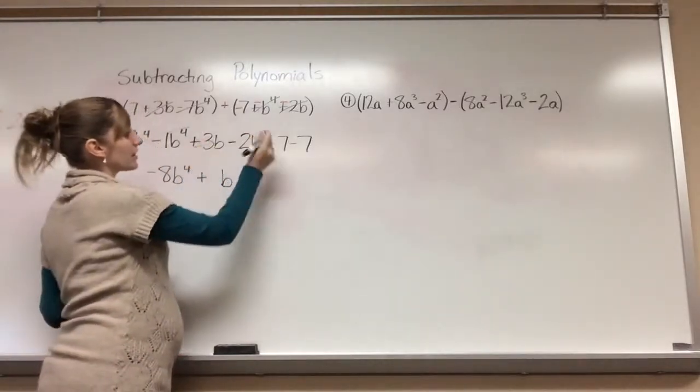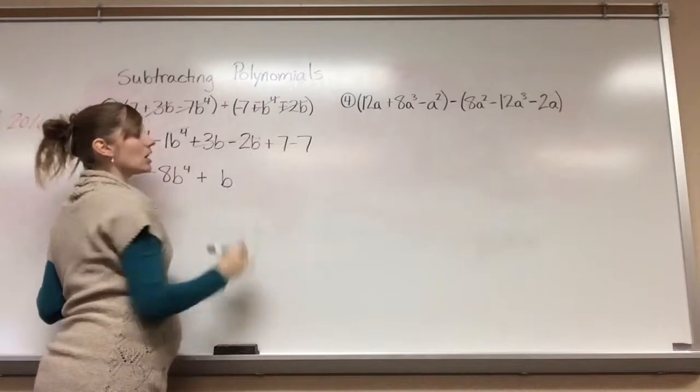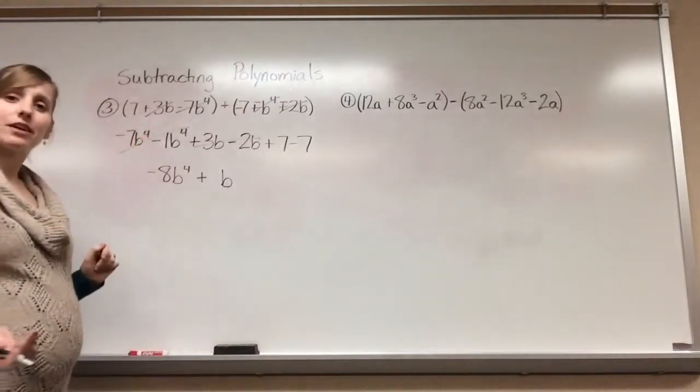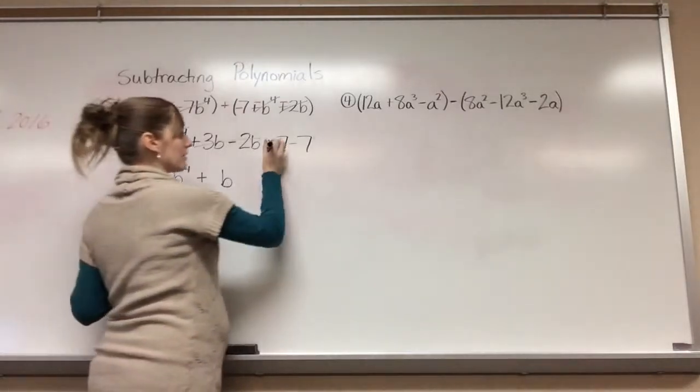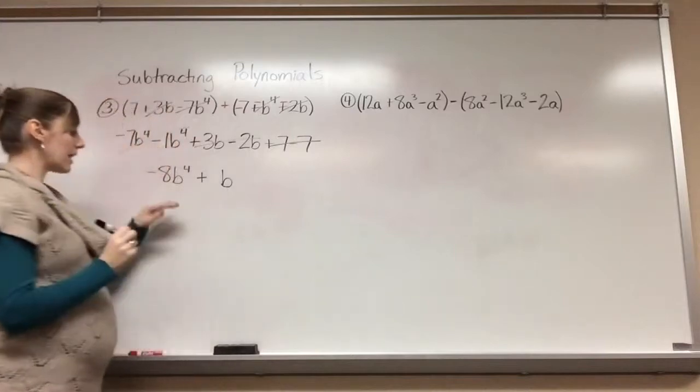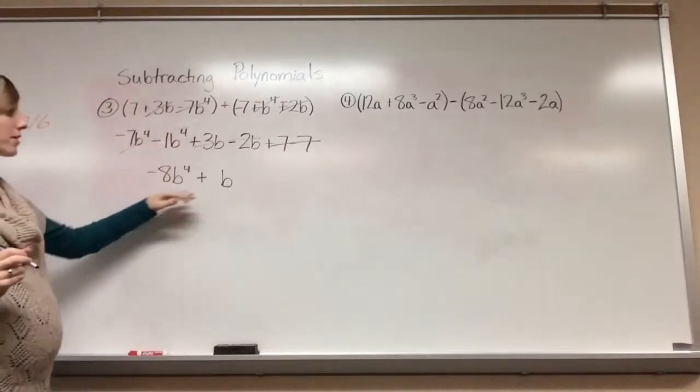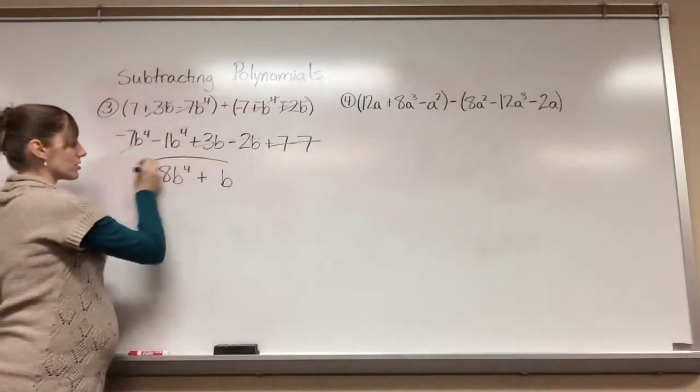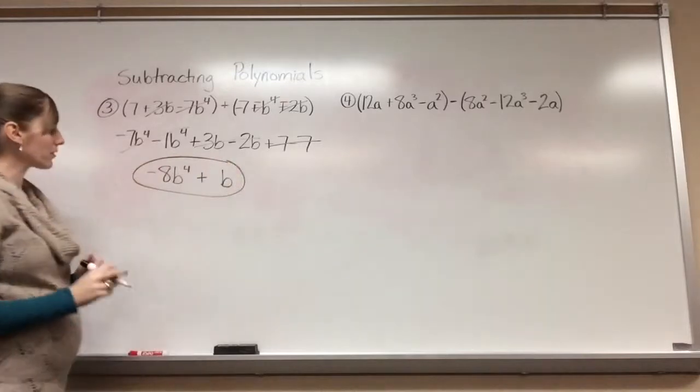So those are together, and now I do 7 minus 7. Well, 7 minus 7 is 0. So I don't need it. These cancel out, and I'm left with negative 8b to the 4th plus b. This is our solution for problem number 3.